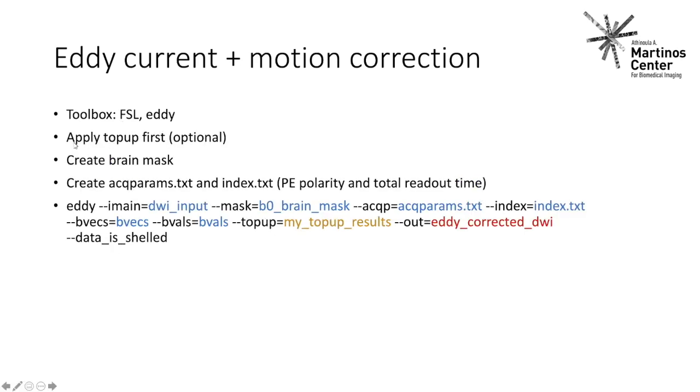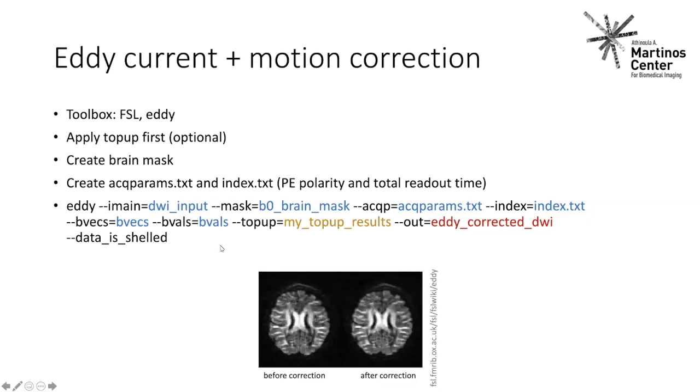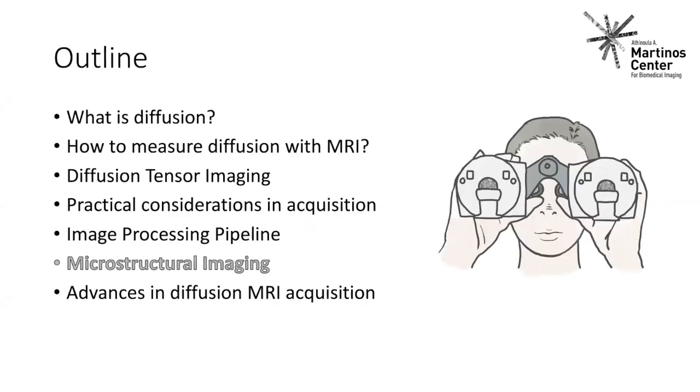So when we use FSL eddy, we apply top-up first. It's optional. It's not required actually. And then we need to create brain masks. We need to create some other files to inform the phase encoding polarity and total readout time. And the command line is a bit long, but it's still fine. And here shows the result as previous slides.